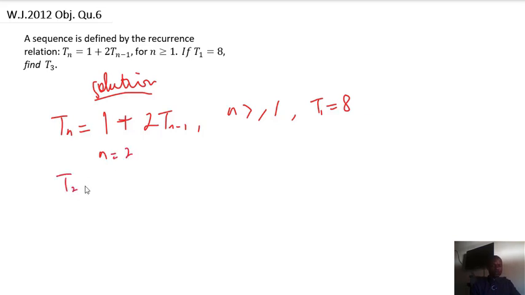So we have T2 equal to 1 plus 2 times T2 minus 1, and we have here T2 being equal to 1 plus 2T1.